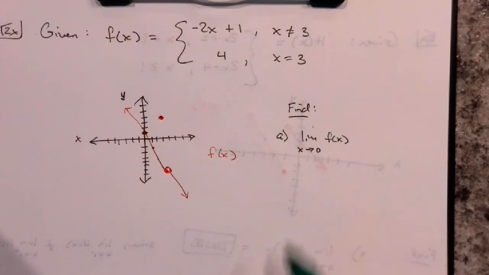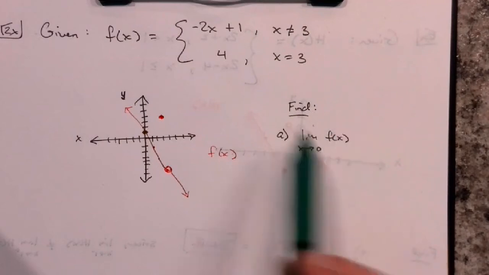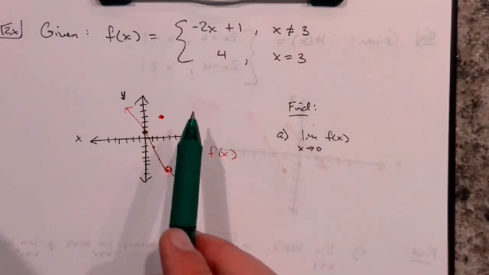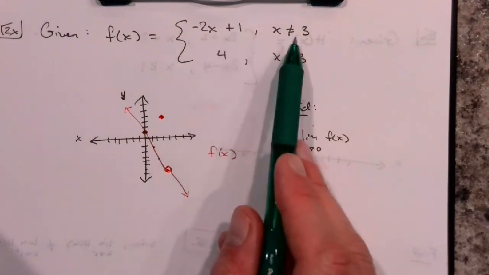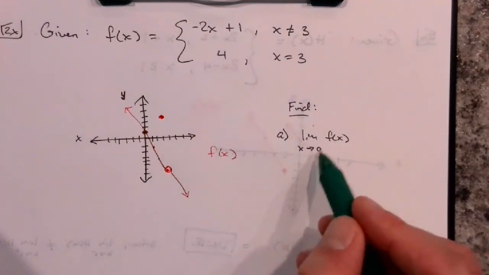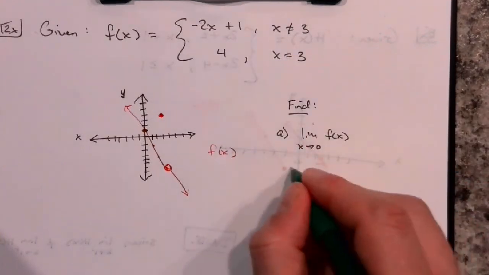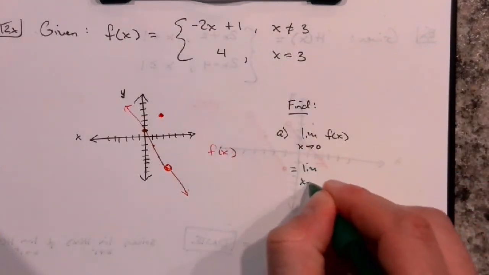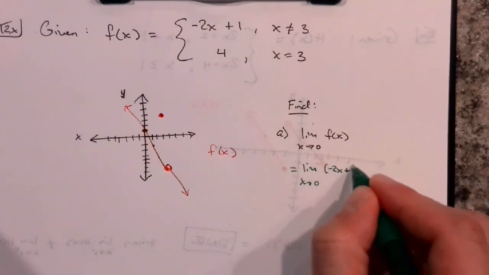If I say the limit as x approaches 0 of f of x, well, when x is approaching 0, the function doesn't have a problem point, right? It's negative 2x plus 1 as long as x doesn't equal 3. So as I get close to 0, it's always going to follow this first part. So I can really write this as the limit as x approaches 0 of negative 2x plus 1.